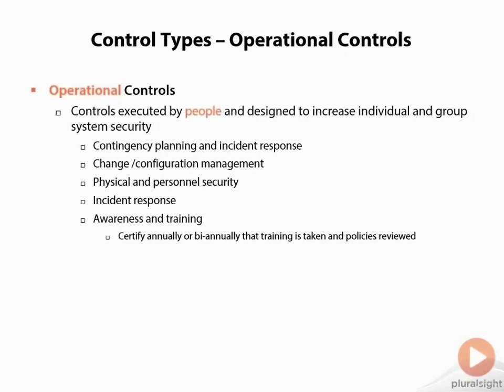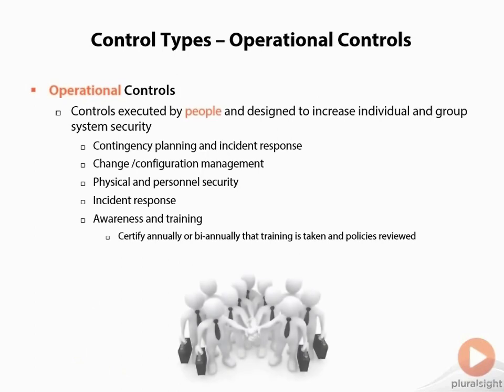The next control type is operational controls. Operational controls are executed by people, the operators, and they're designed to increase individual and group system security. As we go through this, understand that there are different levels and different types of security mitigations that can be put in place. Some are made by decision, some are made by people actually doing things, and some are made by automated systems that are put in place. Part of the operational control would be contingency planning and incident response.